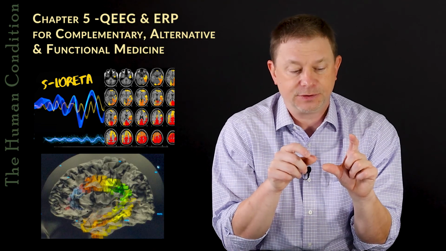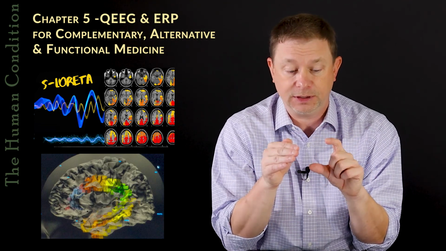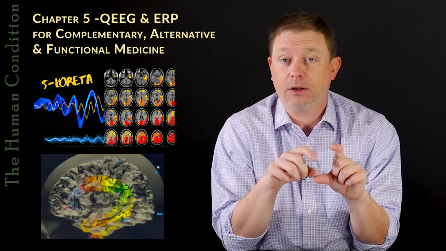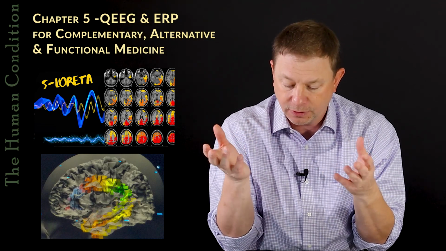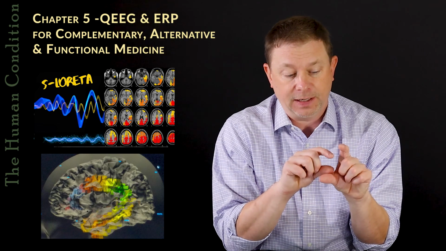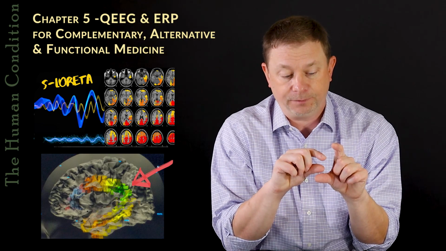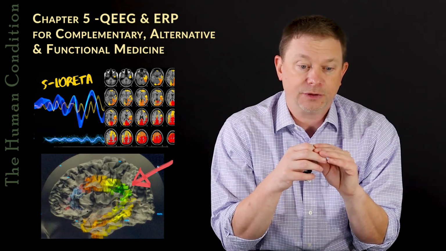And so that allows us to see not just the surface of the brain with QEEG, but a deep QEEG called s-LORETA. That's a beautiful picture of deep functions in the brain, in areas that are down a couple of inches below the surface. And those are the limbic system.